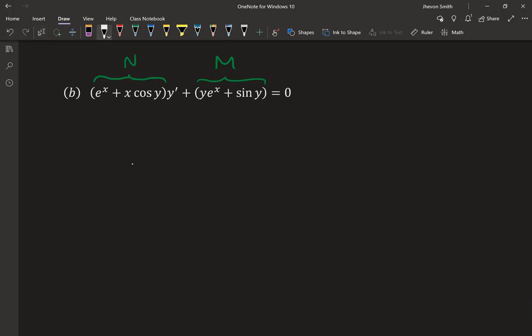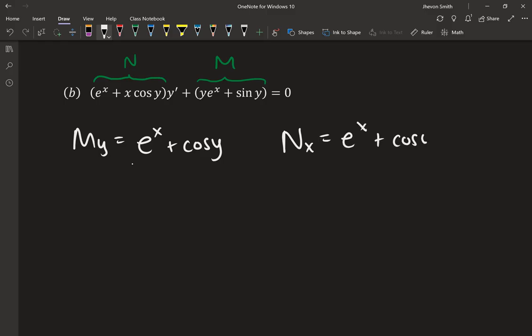So I need to identify the M and N, and I'm going to find the M_y. So this is going to be e to the x plus cosine y, and then I'm going to find the N_x. This is going to be e to the x plus cosine y. Then I'm going to realize these guys are equal, so that tells me this is exact.